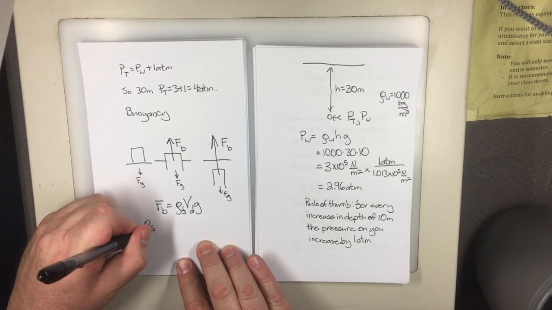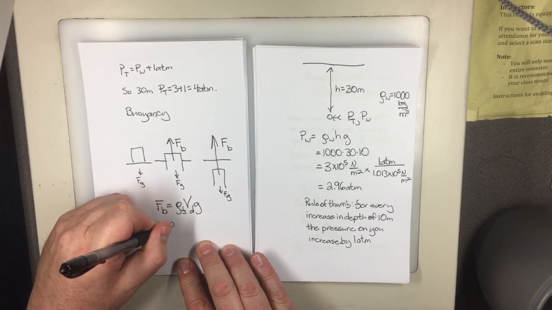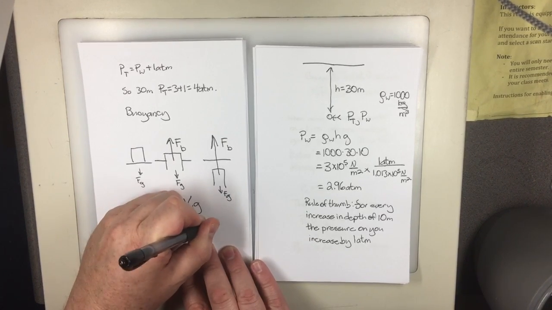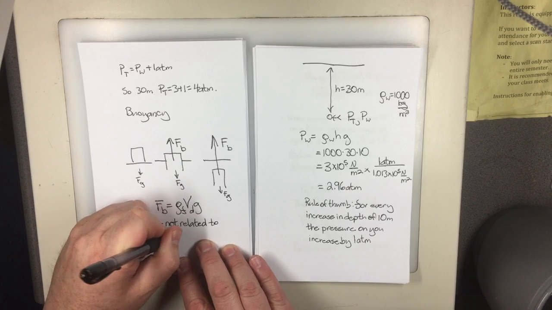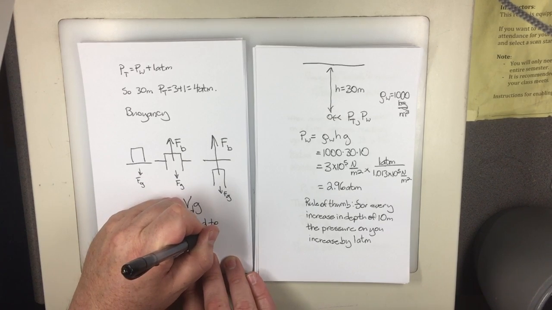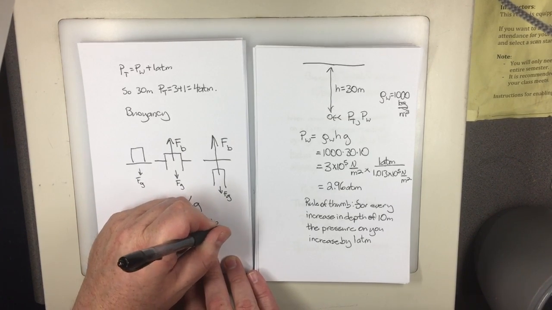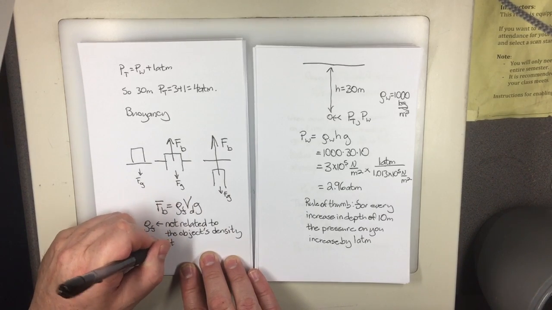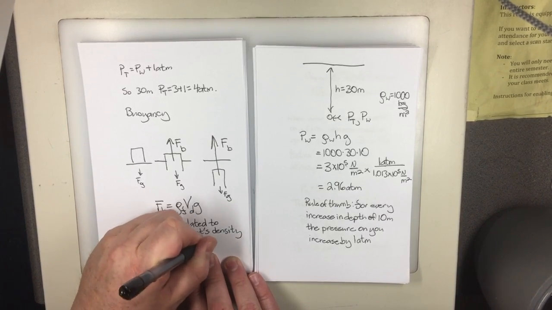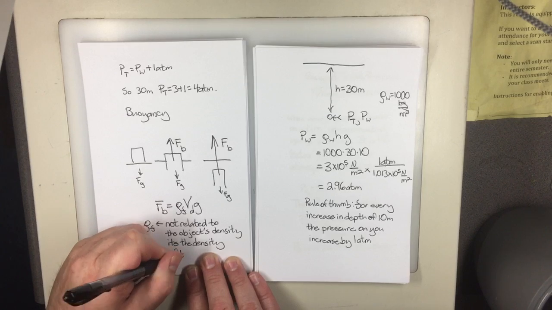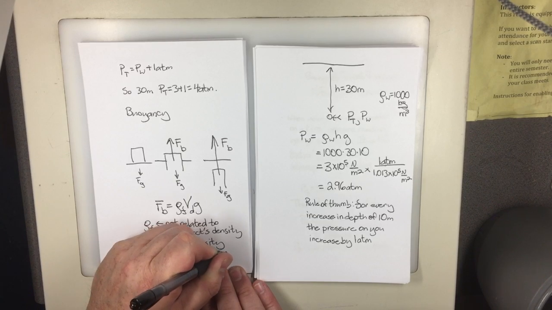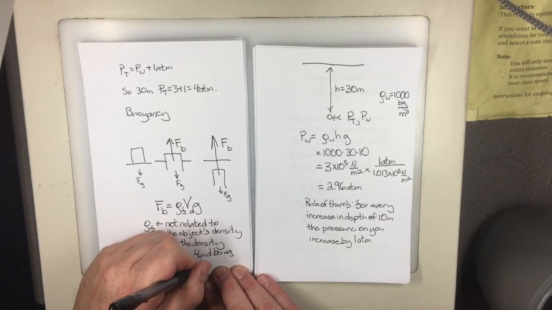The density of fluid is not related to the object density. It's the density of the fluid being displaced.